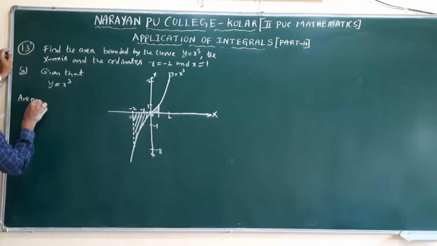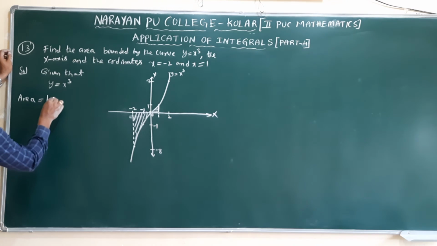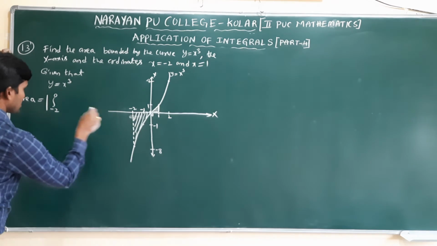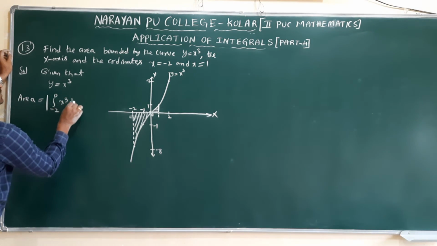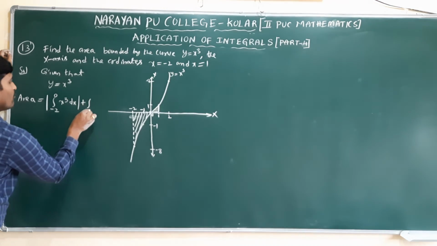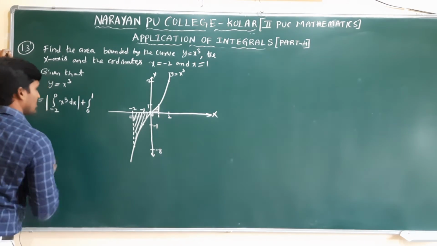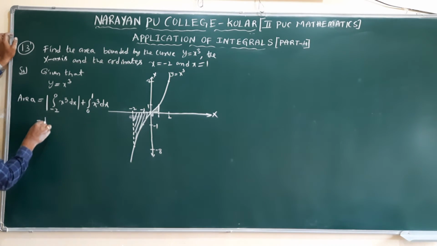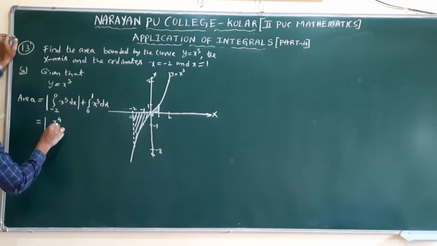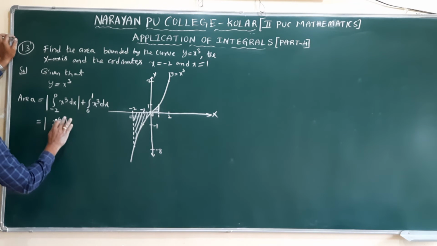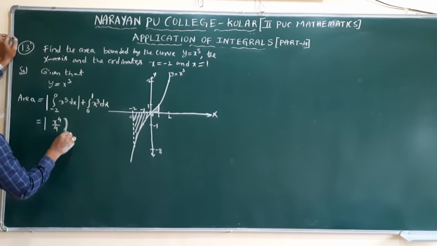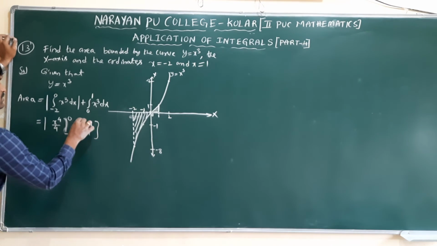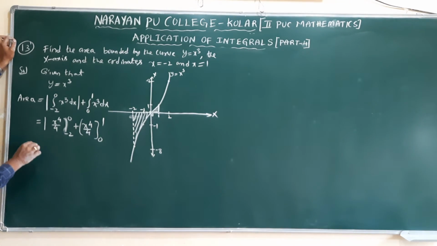The area equals the first region from minus 2 to 0. What is the curve? x cube dx. Plus from 0 to 1, a very small region, where also a curve is involved. Modulus of the integral of x cube, x power 4 by 4 from minus 2 to 0, plus x power 4 by 4 from 0 to 1.